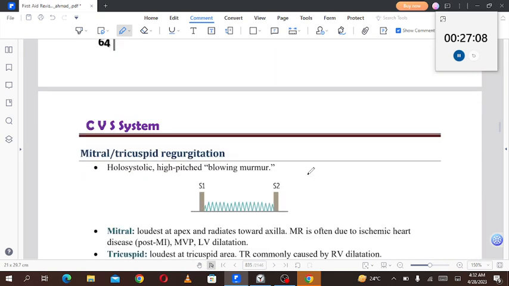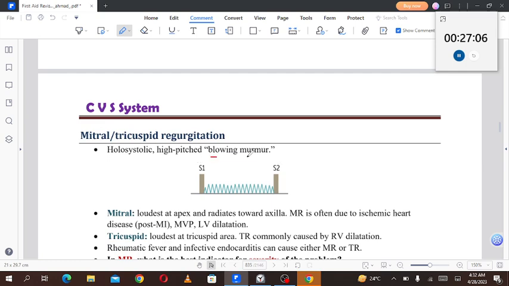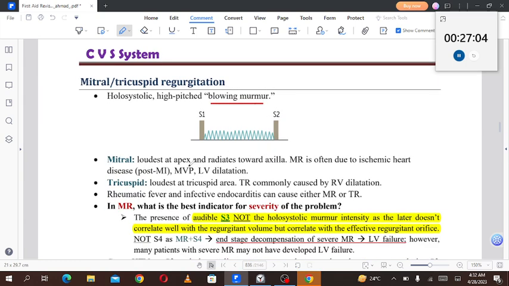Mitral or tricuspid regurgitation: a holosystolic high-pitched blowing murmur will be heard. Mitral is loud at the apex and radiates towards the axilla. Mitral regurgitation is often due to ischemic heart disease, post-myocardial infarction, mitral valve prolapse, and left ventricular dilation. Tricuspid regurgitation is loudest at the tricuspid area and is commonly caused by right ventricular dilation.